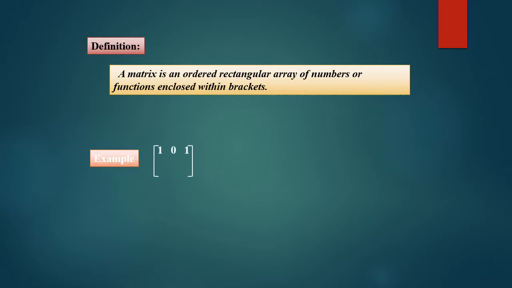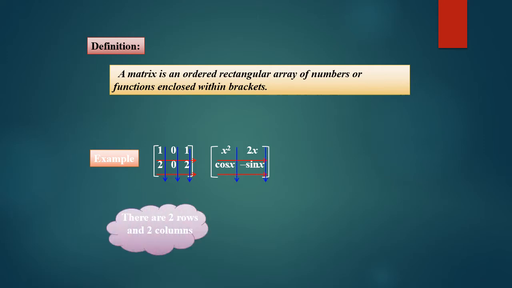Example: matrix 1 0 1, 2 0 2. So this particular matrix has 2 rows and 3 columns. Consider another example: matrix x square, 2x, cos x, minus sin x. This particular matrix has 2 rows and 2 columns.